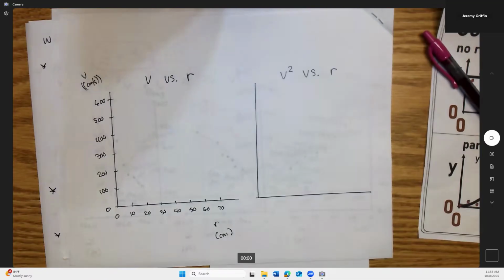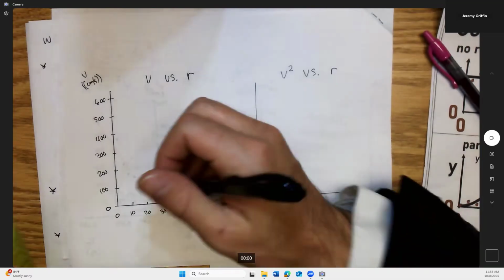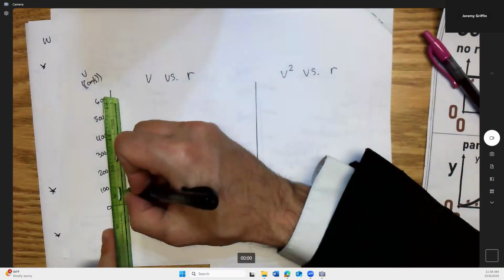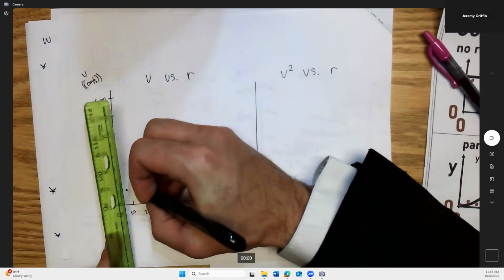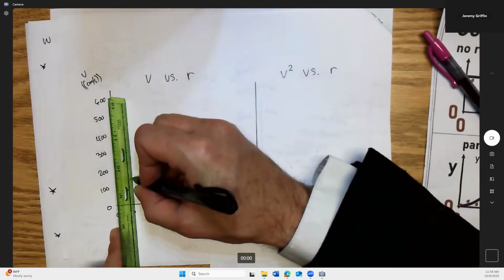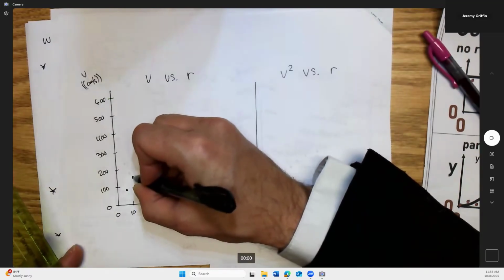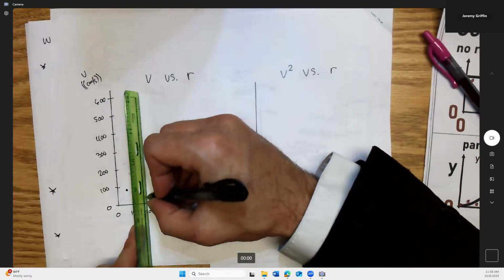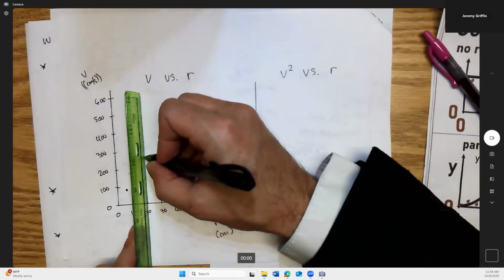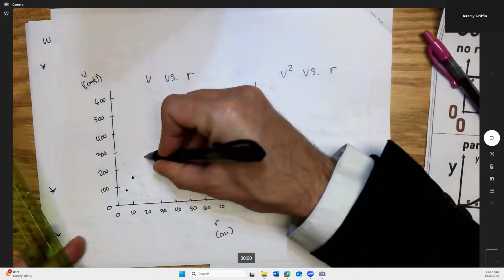All right, what's one coordinate? 5, 90.8. Right, next coordinate. 10, 152. Right, next coordinate. 20, 277. Next coordinate.